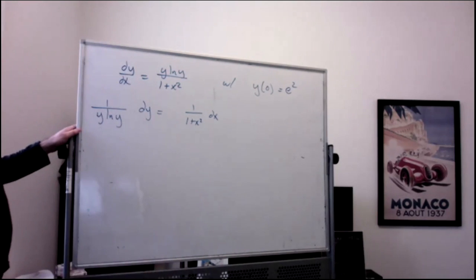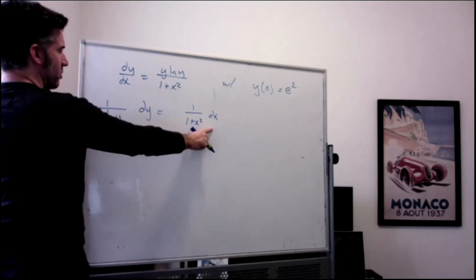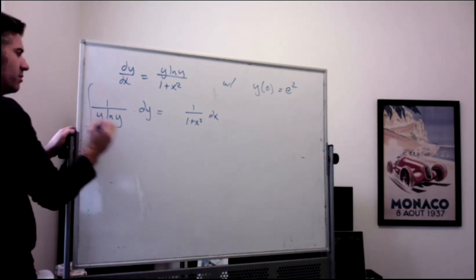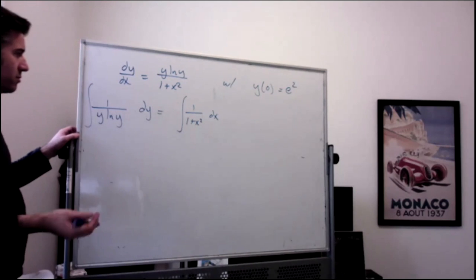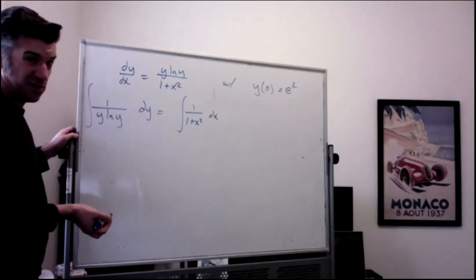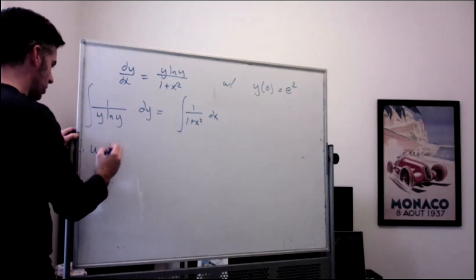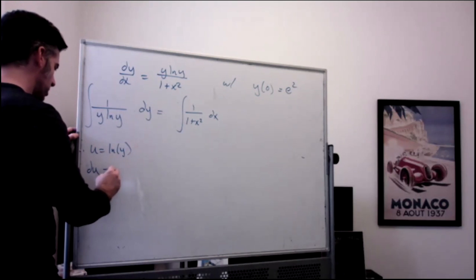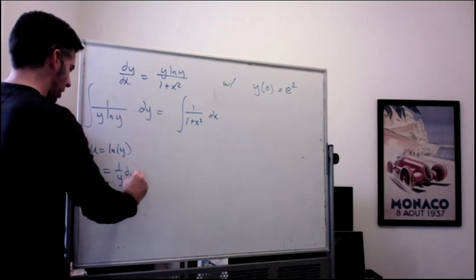So there we have it. We multiply both sides by dx. We divided both sides by y natural log of y. And now we are going to integrate both sides. On the left side here, we're going to do a U substitution. U is the natural log of y. Du is 1 over y dy.